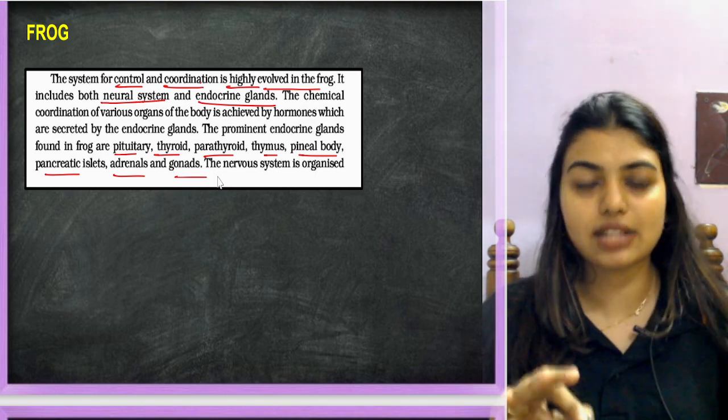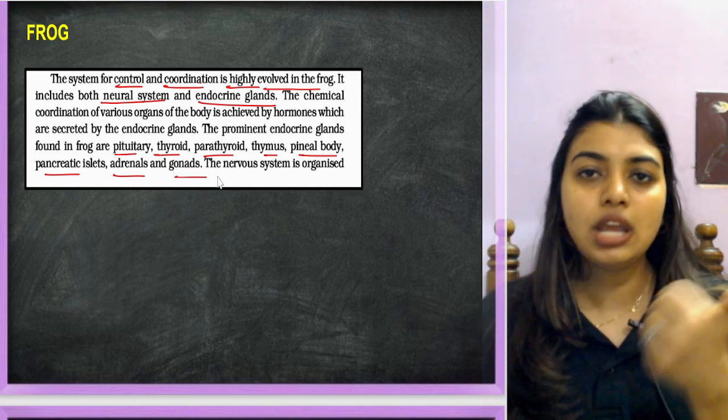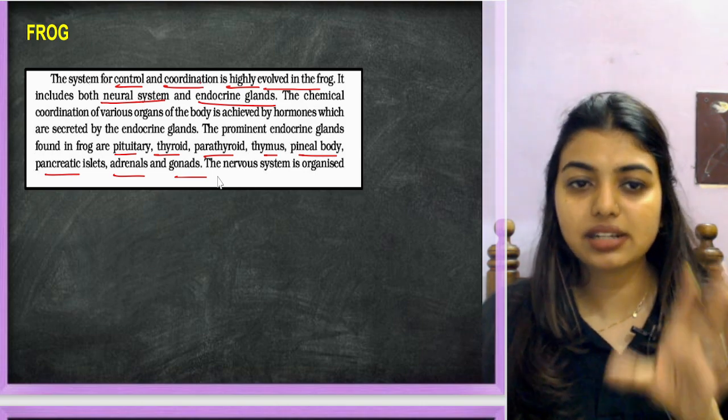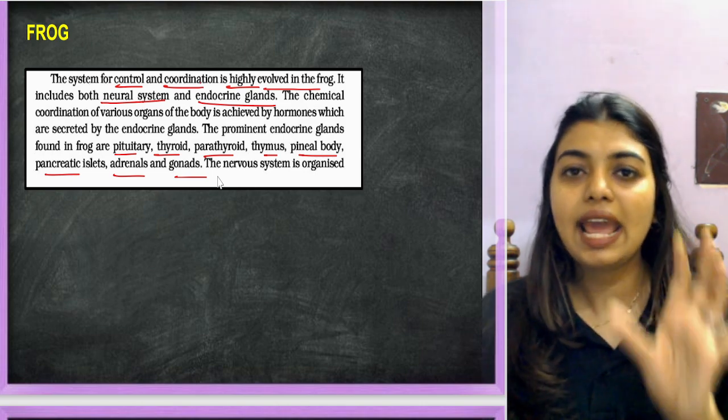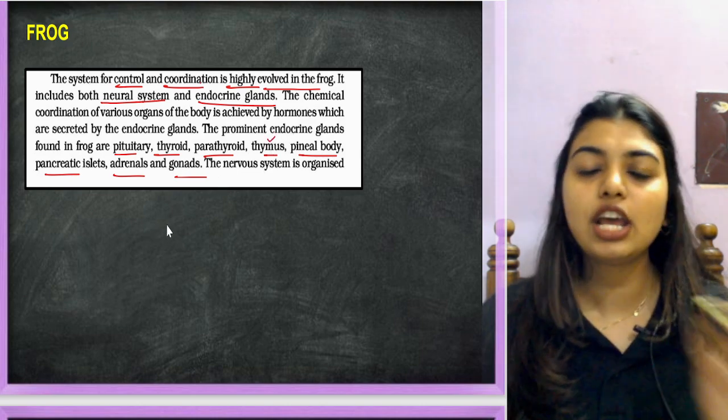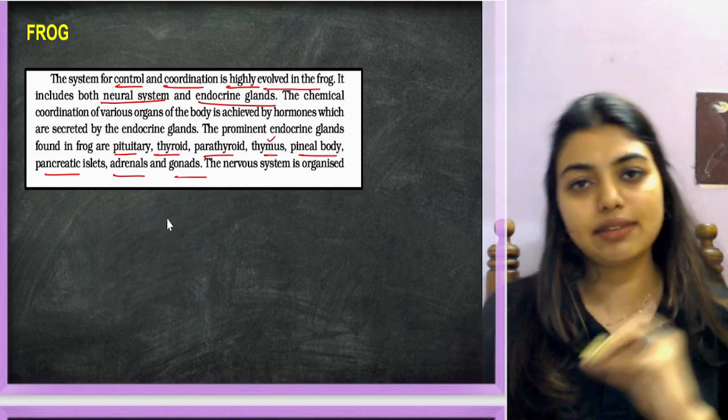Almost all the glands are present here also. Pituitary is there, thyroid is there, parathyroid is there, thymus is there, pineal is there, pancreatic is there, adrenal gland is there, gonad is there. Except thymus, you see everything. Oh, thymus also is here. Everything is there. So the control and coordination is as developed as ours.